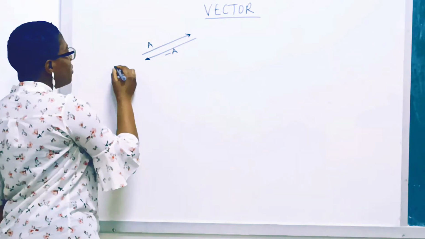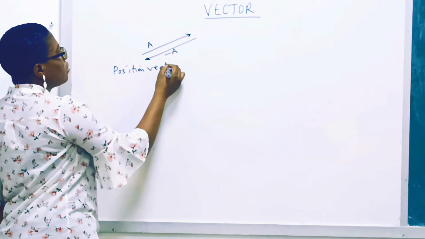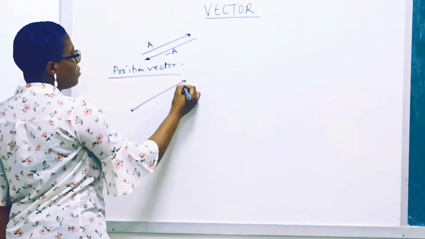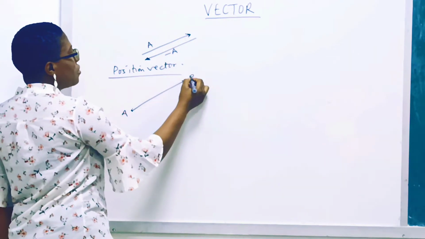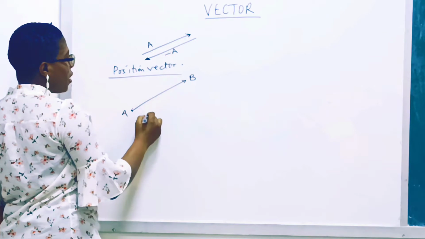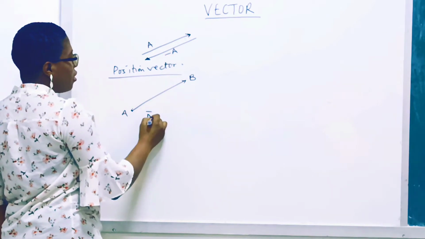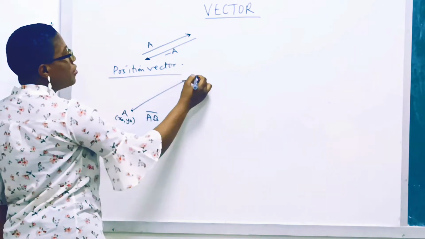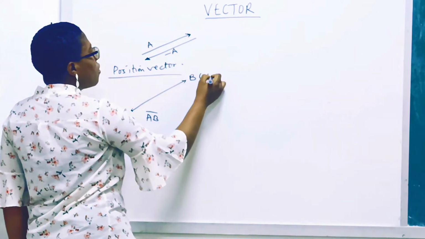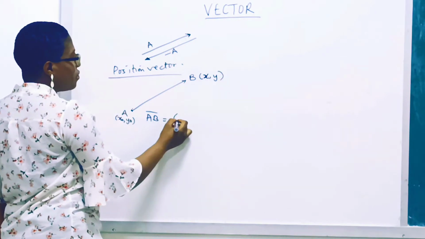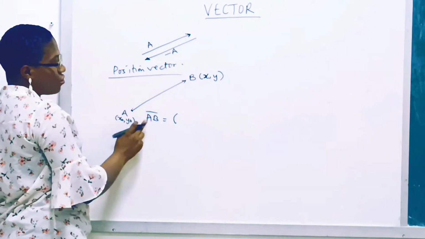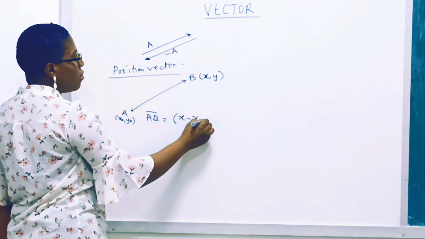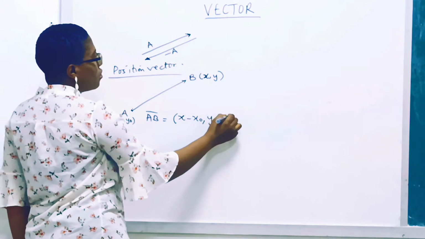So the position vector is, if we have a vector and this point is A, this point is B, this position vector AB is where A is the point x naught, y naught, and B is the point x, y, then the position vector is x minus x naught. So it's like B minus A. So x minus x naught comma y minus y naught.